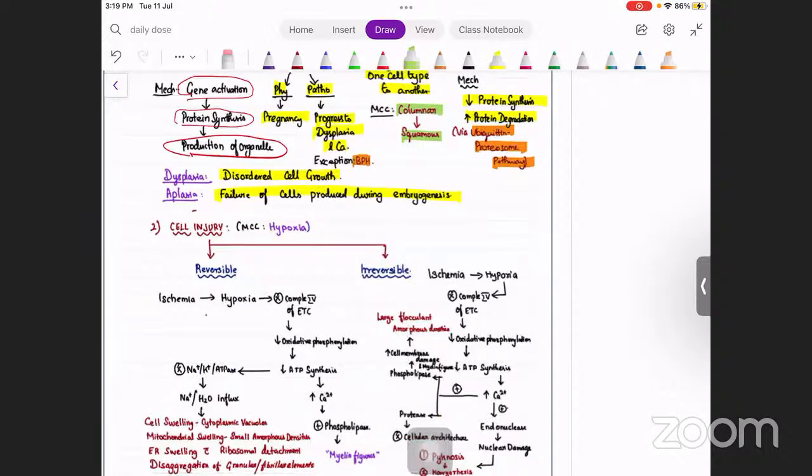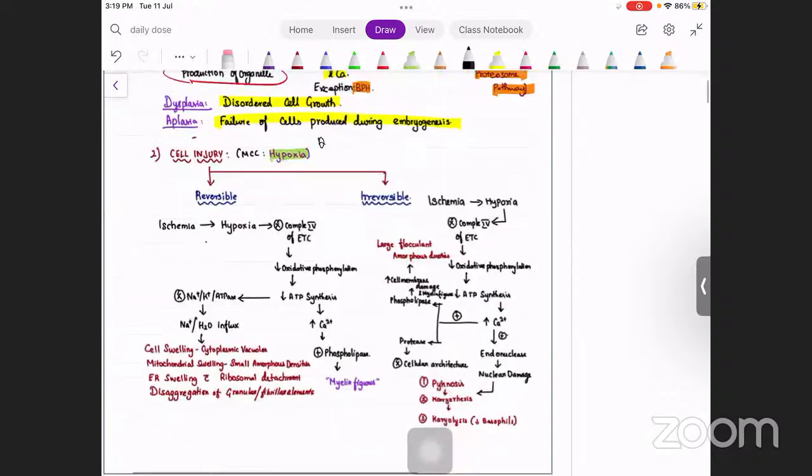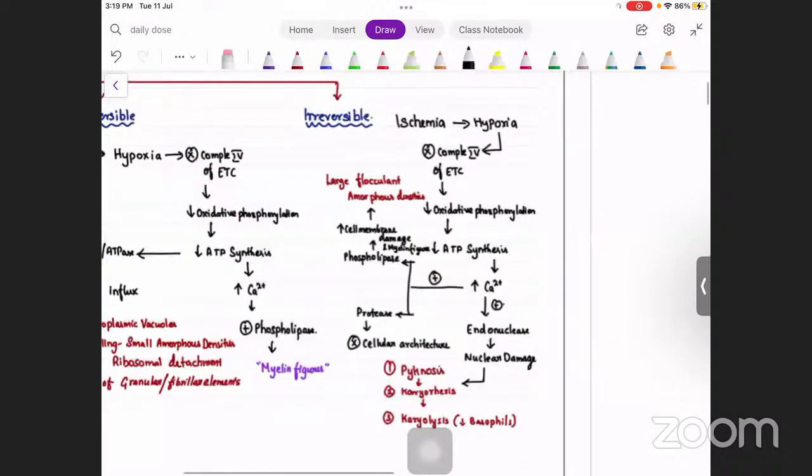The most common cause is hypoxia. Very, very important MCQ, people. What is the most common cause of cell injury? Hypoxia. And cell injury could be reversible and irreversible. What is the mechanism behind the reversible cell injury, and what is the mechanism behind the irreversible cell injury?